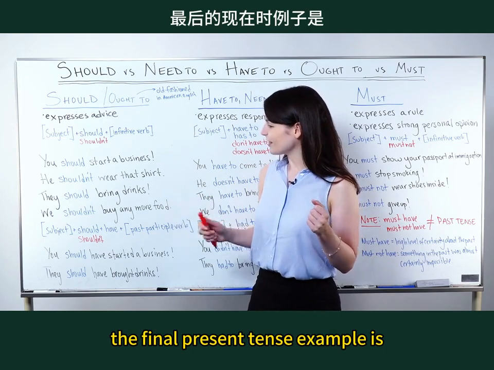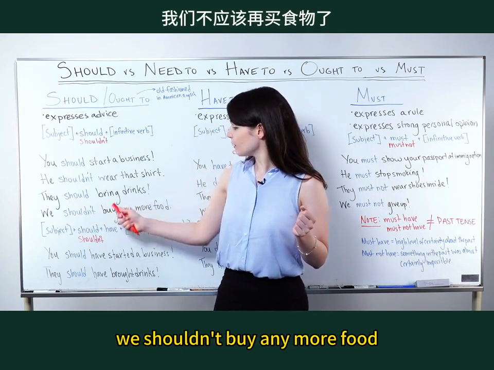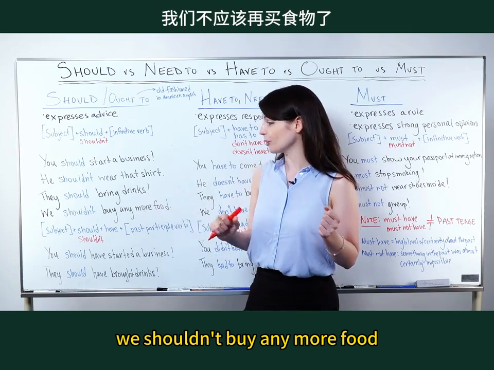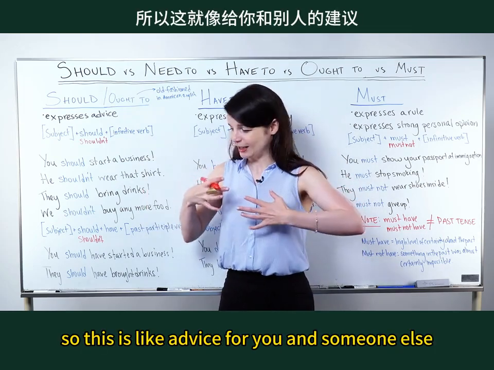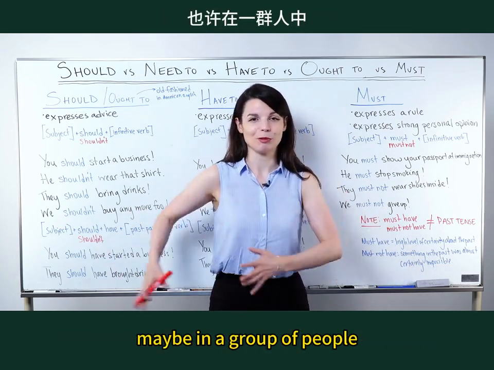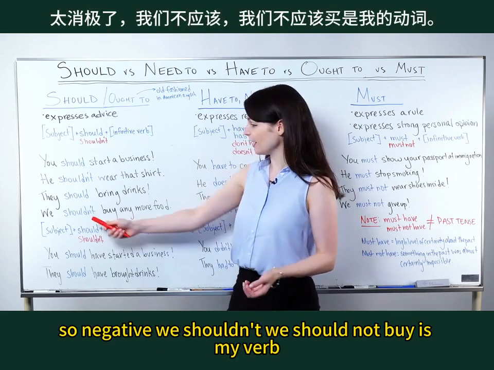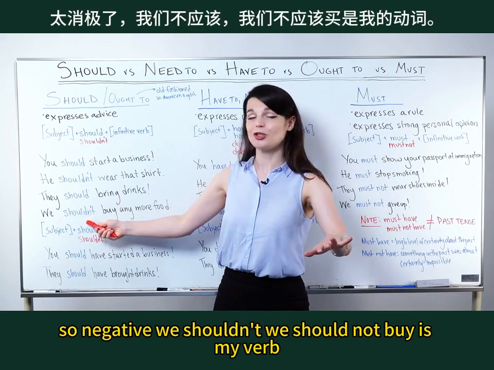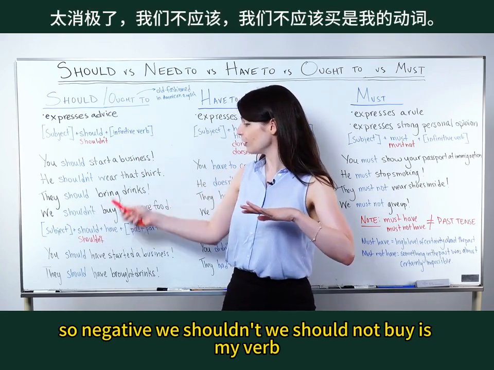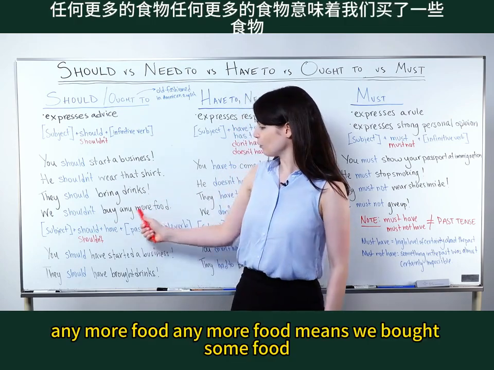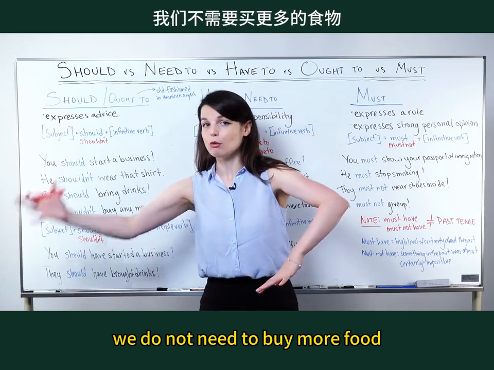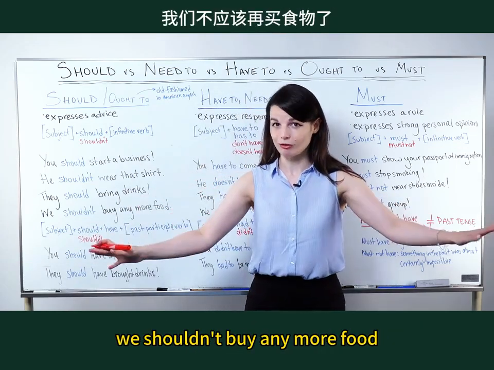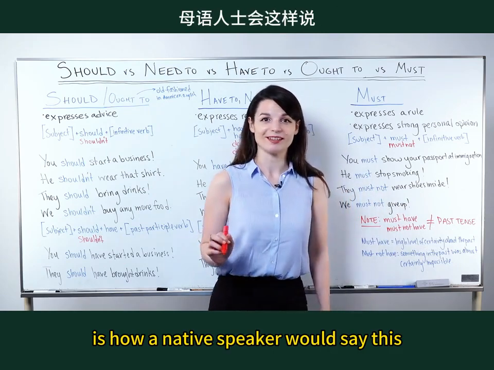The final present tense example is we shouldn't buy any more food. We shouldn't buy any more food. So this is like advice for you and someone else, maybe in a group of people. You have enough food, so negative, we should not buy, is my verb, any more food. Any more food means we bought some food. We do not need to buy more food. We shouldn't buy any more food, is how a native speaker would say this.